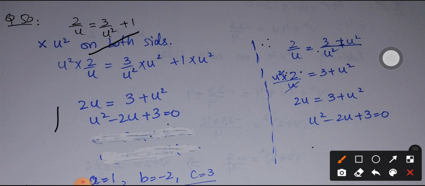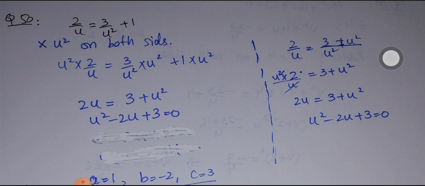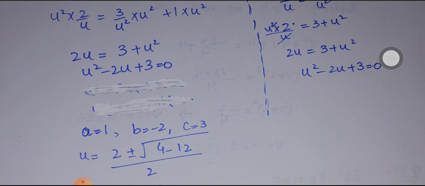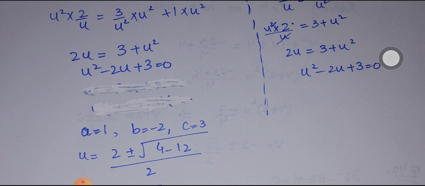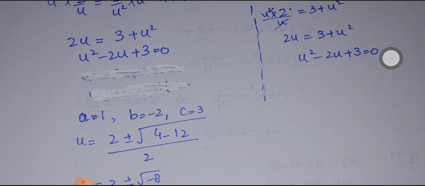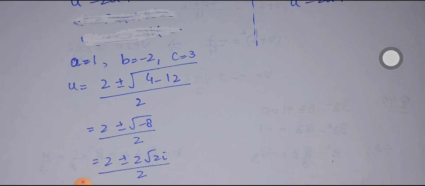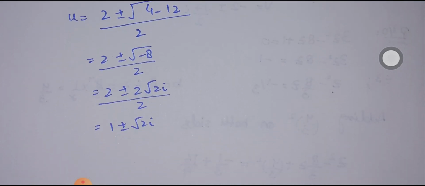Now we are going to compare the generated equation with the standard form of the quadratic equation, ax square plus bx plus c is equal to 0. A is 1, b is minus 2 and c is equal to 3. So by the quadratic formula we get the answer 1 plus minus square root of 2 iota.